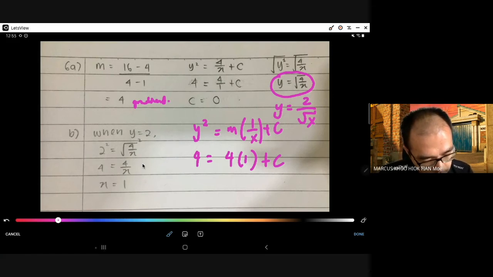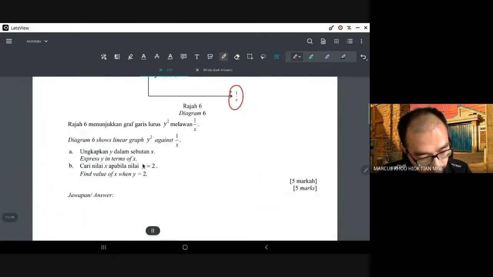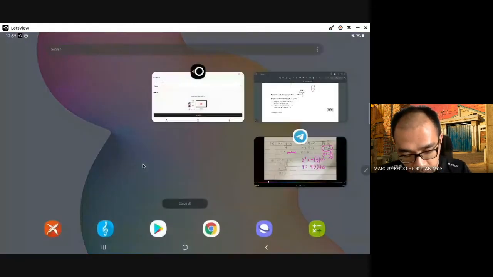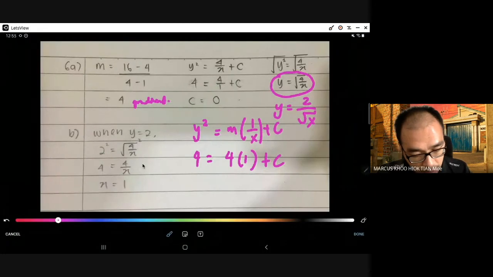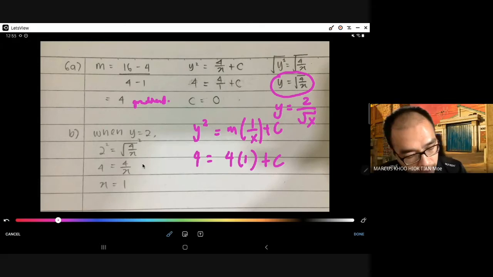Okay, can you explain B, please? Question B is, find the value of x when y equals to 2. So you already have y equals to 2 over square root x. So you just substitute the value of y in, and then rearrange and get x equals to 1. Okay, all right. Good.